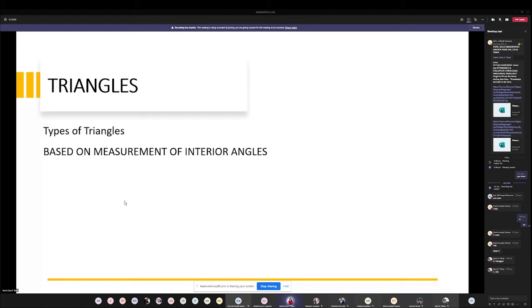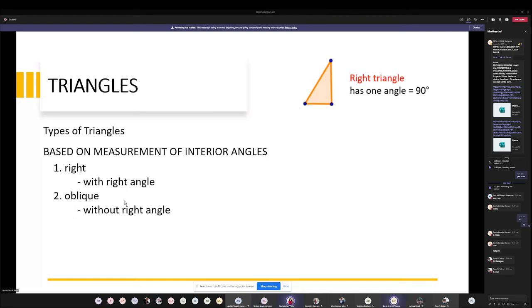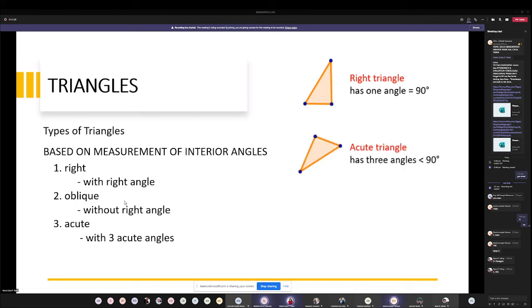Based on the interior angles, a right triangle has a right angle. If there's one right angle, then an oblique triangle is a triangle with no right angle. I have no picture for that. So let's go to the third one. It's an acute triangle if there are three acute angles. This is an example. All the measurements of the interior angles are acute, meaning less than 90 degrees.